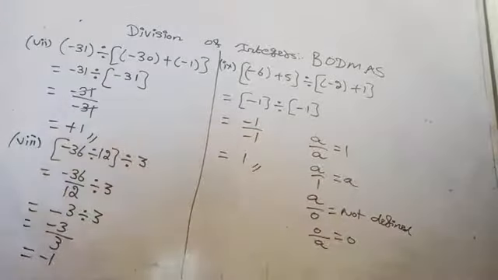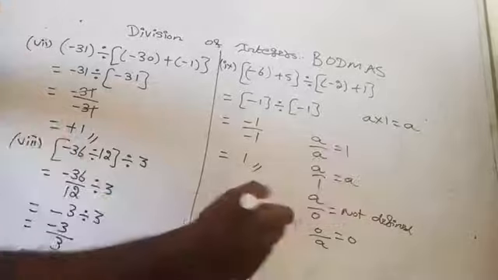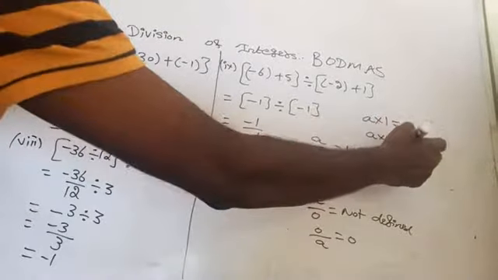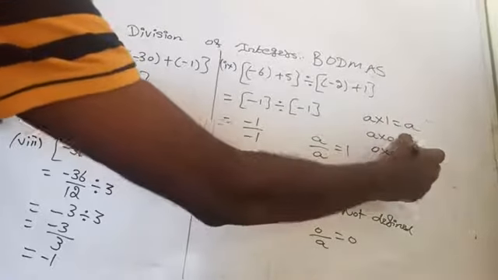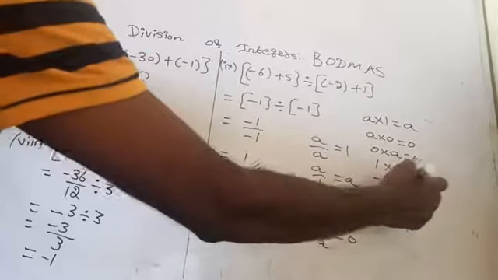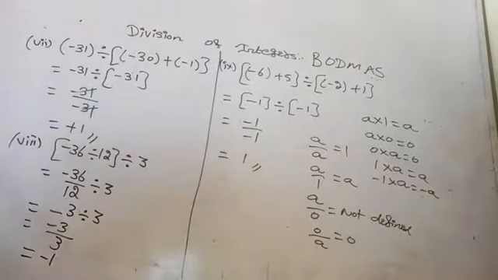Am I right here? In product, any number multiplied by 1 is what? The same number. Am I right? If A is multiplied by 0, then 0. 0 into anything is 0. 1 multiplied with the same number is A. Minus 1 into A is minus A. Am I right here? So these things you have to keep in your mind.